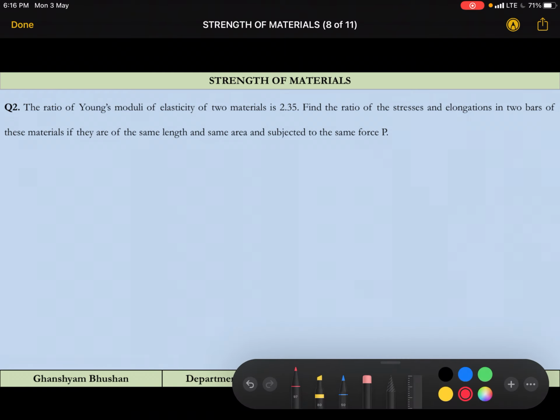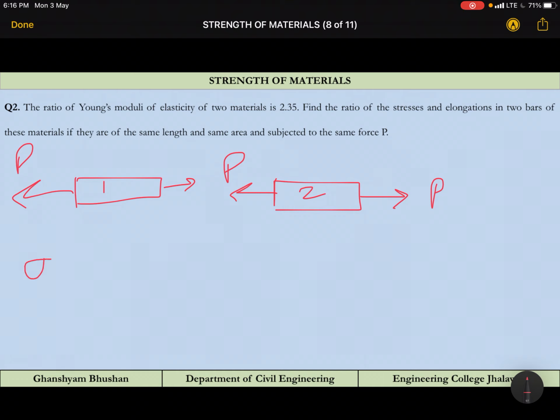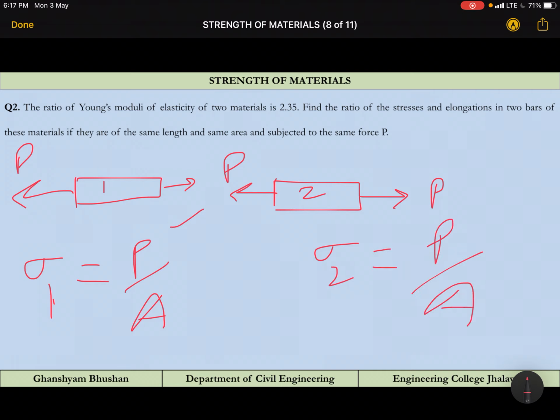So the material length is the same, and the same area, and subjected to the same force P. So let us see, this is 1, this is 2, this is also P and the length is also the same. Now the stress will be what? P by A. Here also, for 1 and for 2, P by A. So P is the same, A is the same, so the stress will be the same.